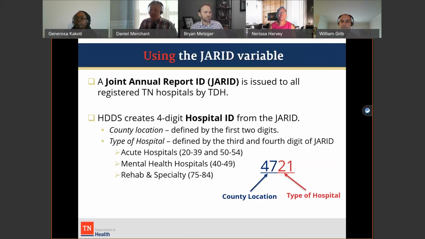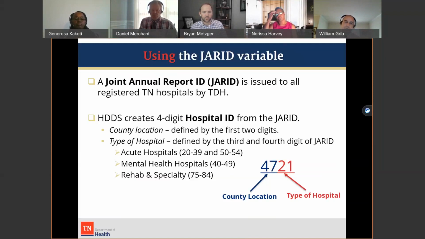The Joint Annual Report ID, or JAR ID, is issued to all registered hospitals by the Tennessee Department of Health. This is actually a 5-digit code where the first 2 digits are the county location, the second 2 are the type of hospital, and the 5th digit corresponds to the health service area code, or the state geographic region of the location of that hospital. The county codes range from 01 in Anderson County to 95 in Wilson. You can see on the slide the different types of hospitals.